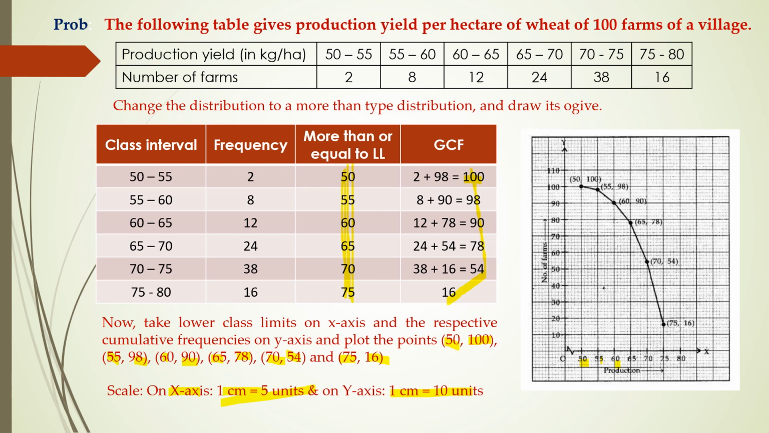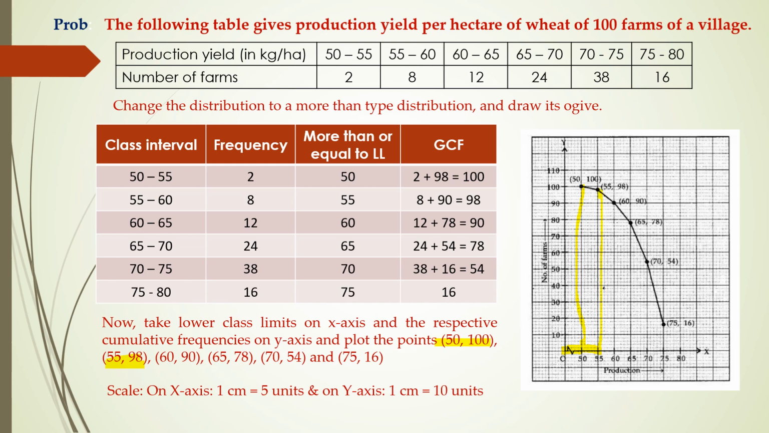Then we will plot these points on the graph. To plot the point 50, 100, start from the origin, move 50 units towards the right, then 100 units upwards. This is 50, 100. Similarly, to plot the point 55, 98, start from the origin again, move 55 units towards the right and 98 units upwards. This is 98.